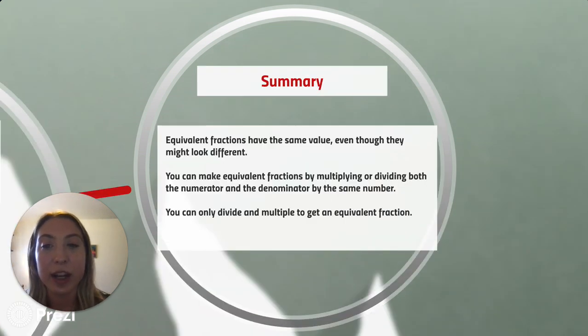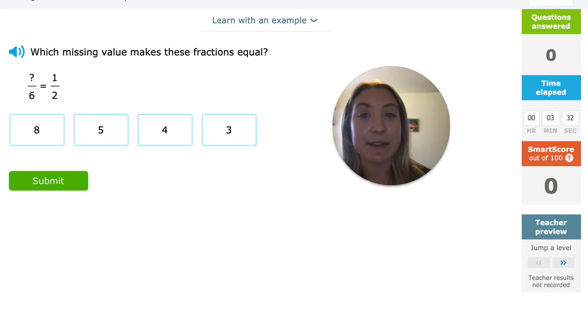So in summary, equivalent fractions have the same value even though they might look different. You can make equivalent fractions by multiplying or dividing both the numerator and the denominator by the same number. And that's how we can double check our answers to see if they're equivalent fractions. So what we're going to be doing today is finding the value that makes these fractions equal.